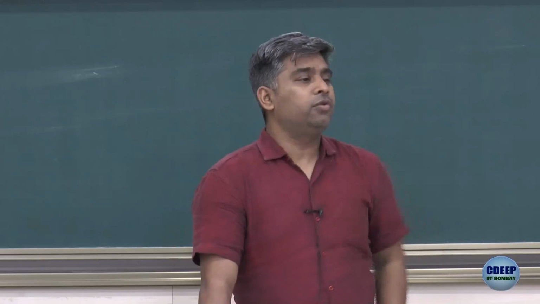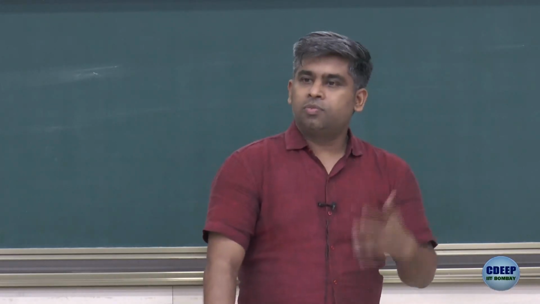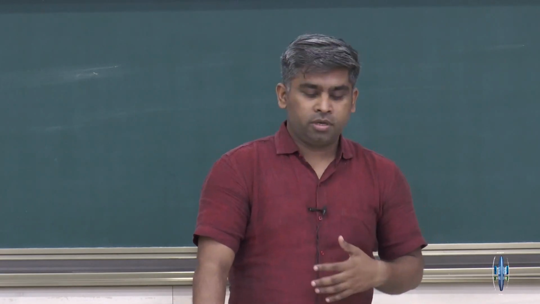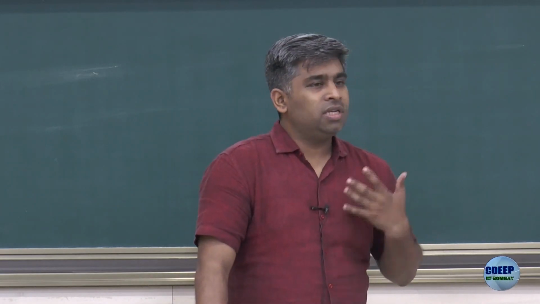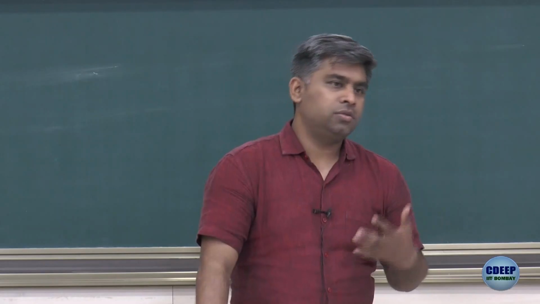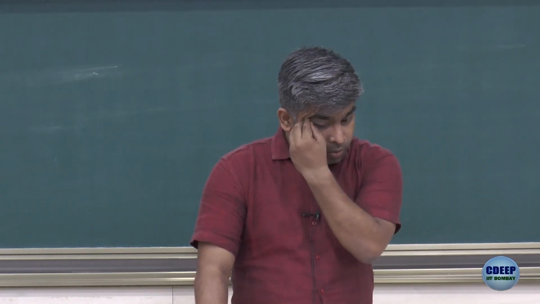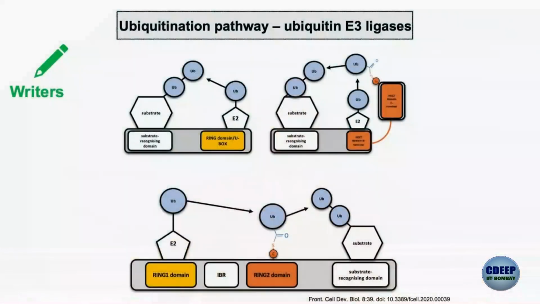Similarly, in the case of ubiquitination also, there are writers, readers and erasers. Of course, writers, as I mentioned, are the ubiquitin ligases, which essentially add ubiquitin to the target protein. Here you can see, this is slightly not very clear, but there are 3 types of ubiquitin ligases: HECT type, RING type and RING between RING.